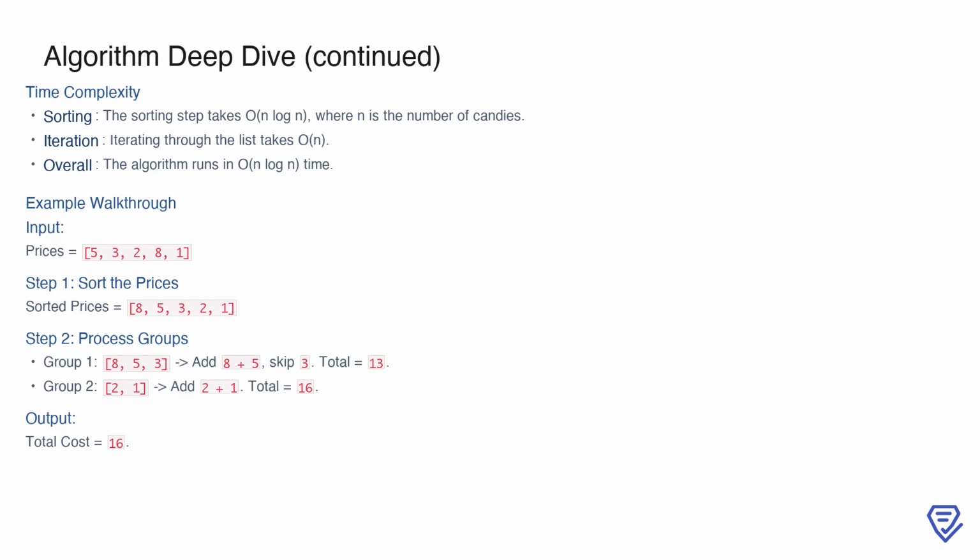To illustrate this with an example, let's consider an input list of prices 5, 3, 2, 8, 1. After sorting, the prices become 8, 5, 3, 2, 1. We then process the groups. In the first group, 8, 5, 3, we add 8 plus 5 to get a total of 13 and skip 3. In the second group, 2, 1, we add 2 plus 1 to get a final total of 16. Thus, the minimum cost of buying all the candies is 16.